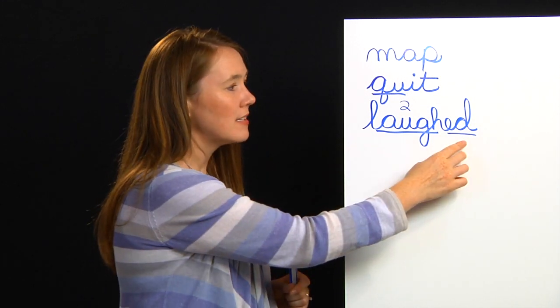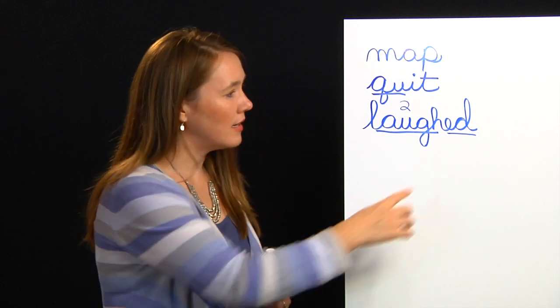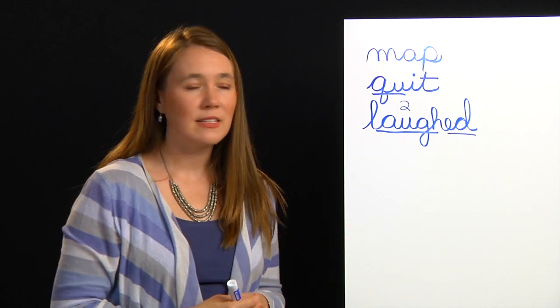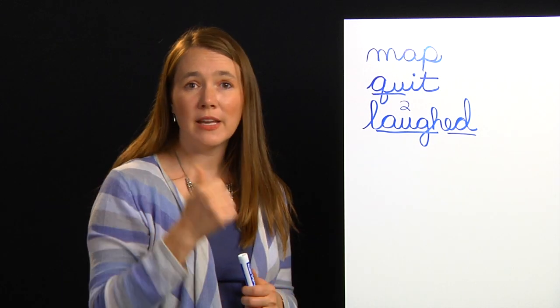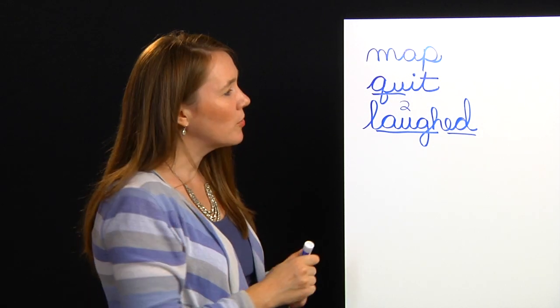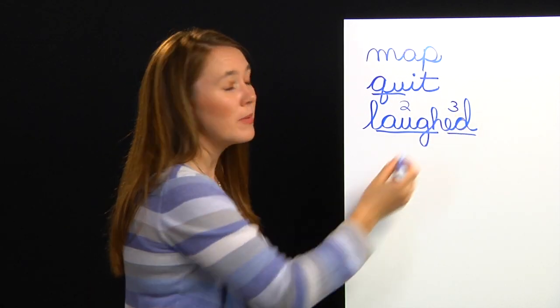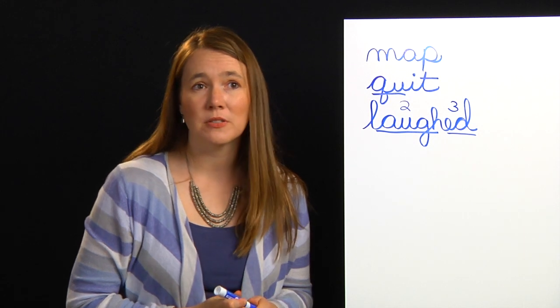And then with laughed, you'll hear the t sound. The past tense ending is saying t. This phonogram actually has 3 sounds, ed, d, t. So we'll put a little 3 over it to help students remember that it's saying its third sound.